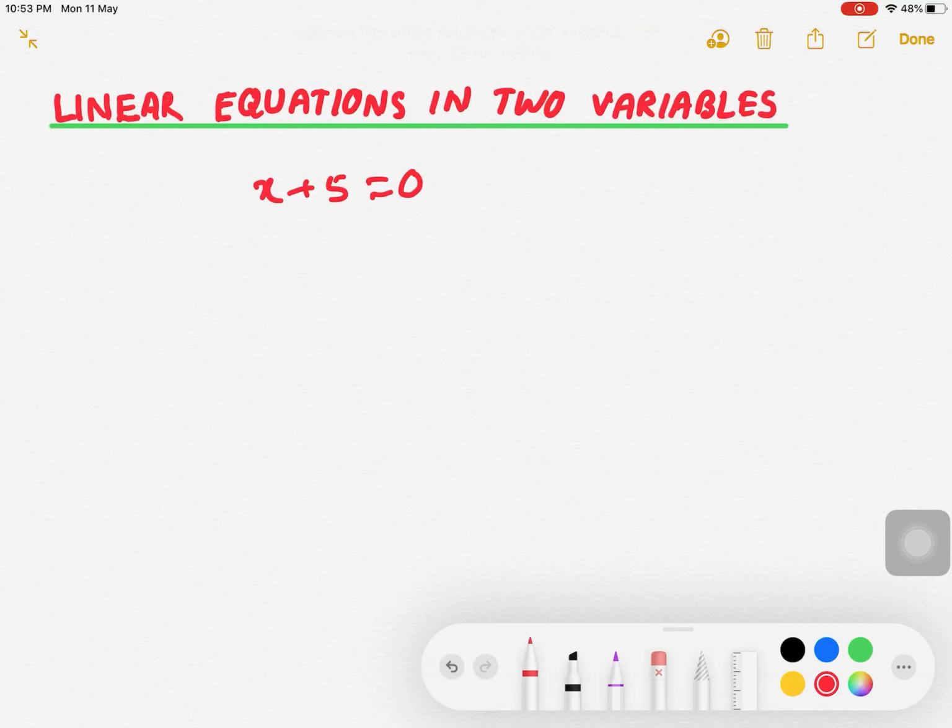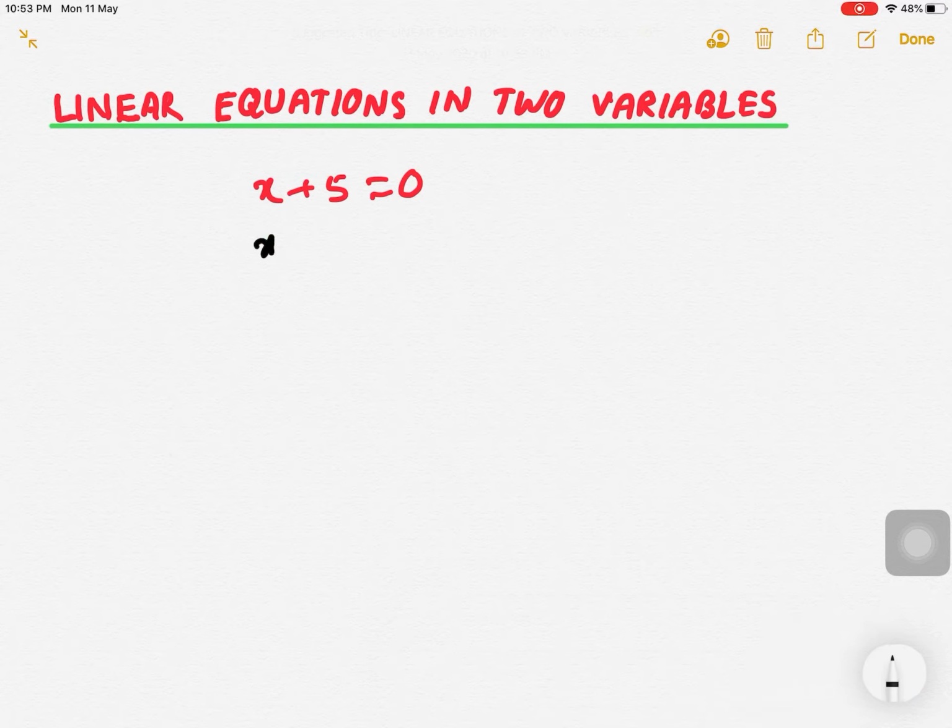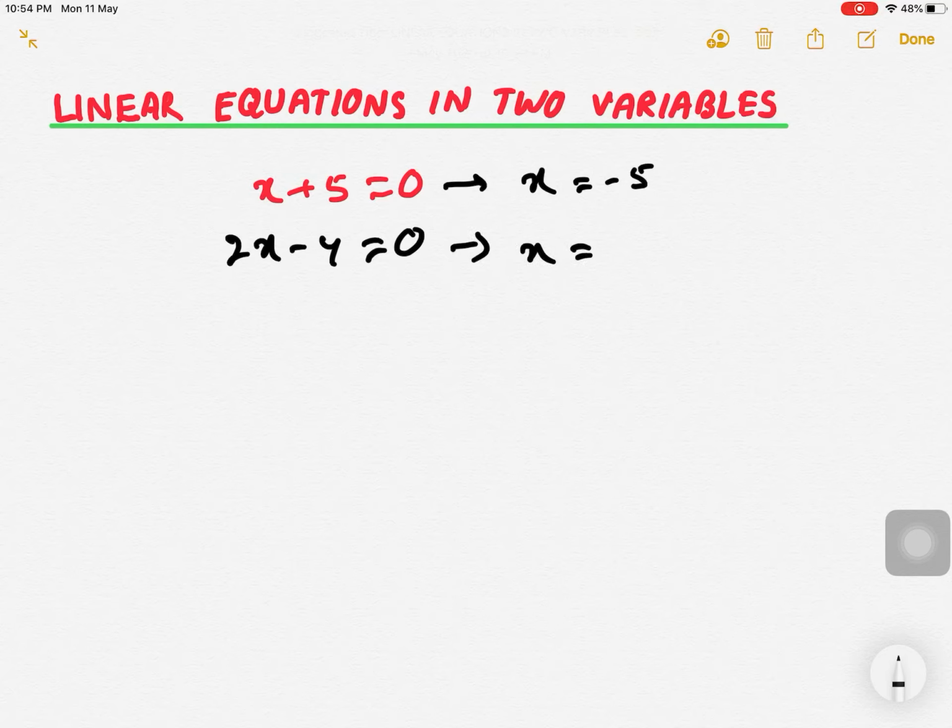Now, let us write another equation, 2x minus 4 equal to 0. This is also in one variable. Now, you have already learned how to find the solution of these equations. From this, we can find the solution x equal to minus 5. From this, we can find the solution x equal to 4 by 2, that is 2.